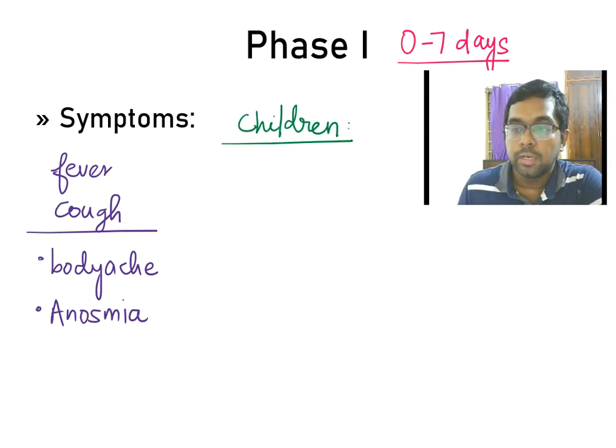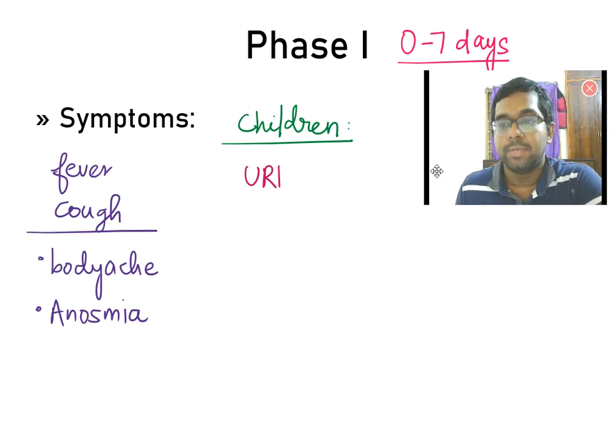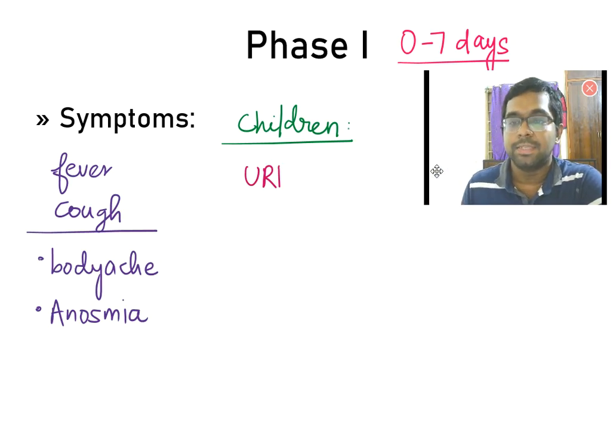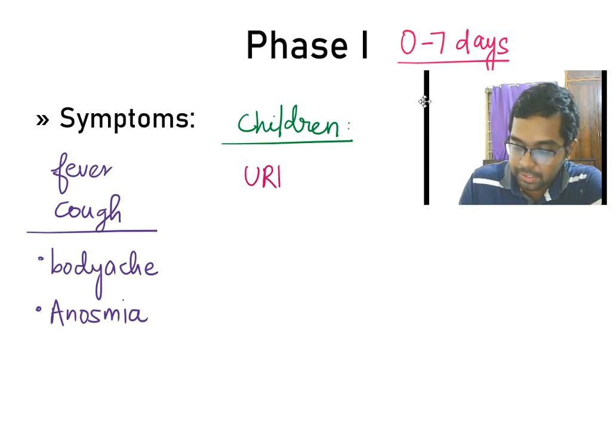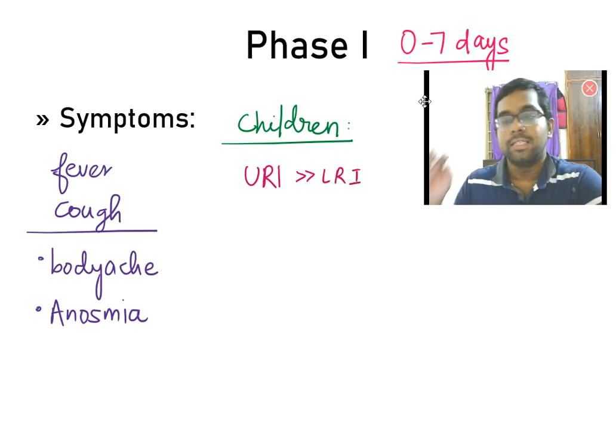Now, one more important point I want to emphasize in pediatric COVID-19 is that children usually present with an upper respiratory infection. They have a mild fever, they have rhinorrhea, nasal discharge, rather than lower respiratory symptoms like respiratory distress. They usually present with upper respiratory features more than lower respiratory infection. It is the upper respiratory features which are predominant in children.